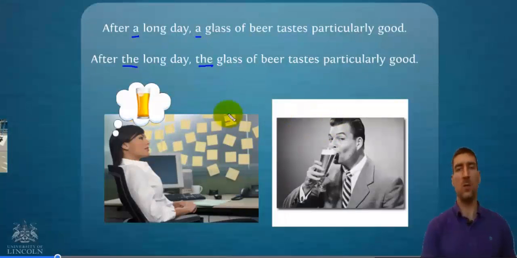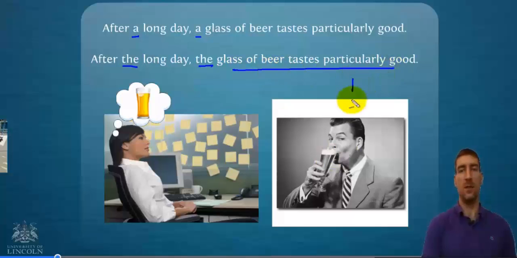Got 2 different pictures here. Which one represents the sentences above? Well, you've got this chap who looks very chuffed, very happy to be drinking his glass of beer. He's in business attire, so we can assume he works in an office perhaps. Maybe he's had a long day and this particular beer tastes good. So it would be the bottom sentence matches this picture. So he's specifically referring to the long day that he had that day, and he's also referring to the glass of beer in his hand. So that glass of beer is right there.